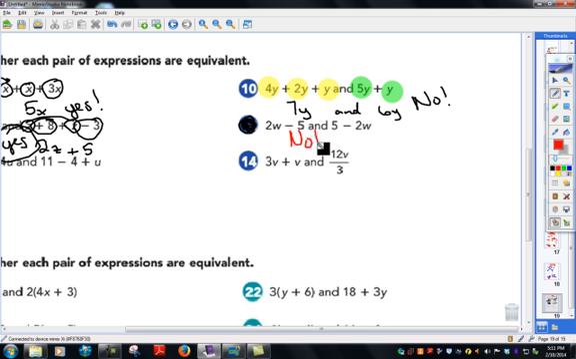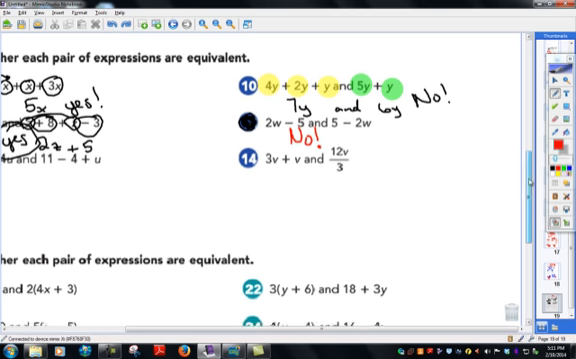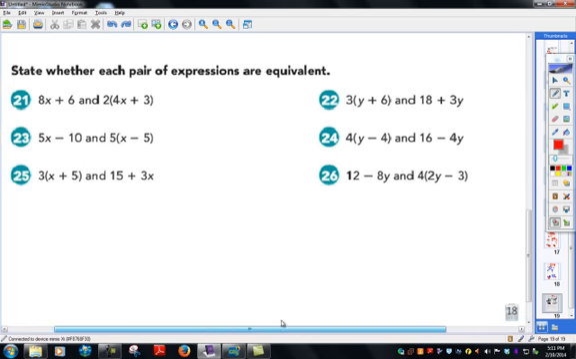This is absolutely no, right? Because you can't just flip the numbers on either side of the subtraction sign. You can't do it with subtraction or division. Now, if these were pluses, sure, those would be equivalent. But it doesn't work that way for subtraction. I'm going to skip those two.